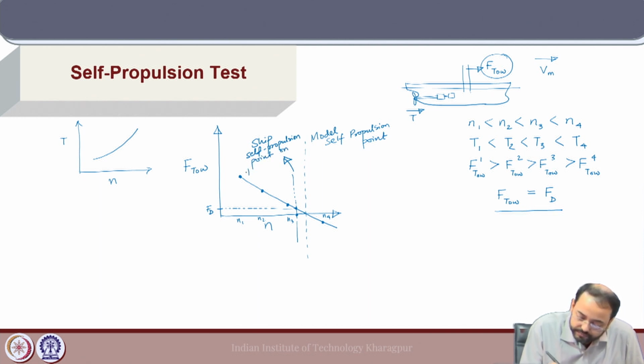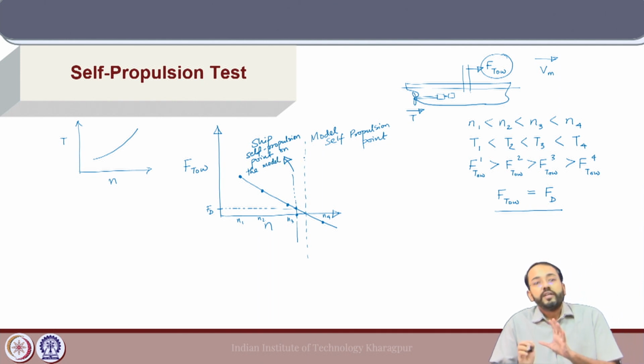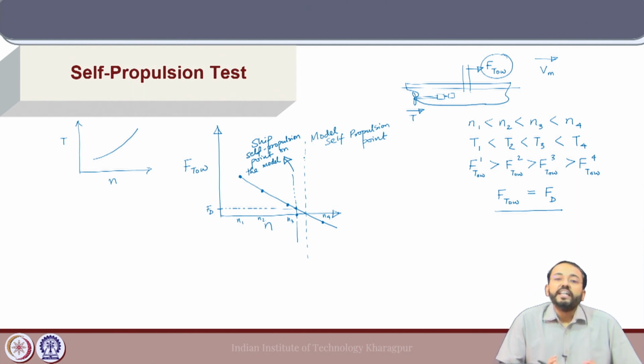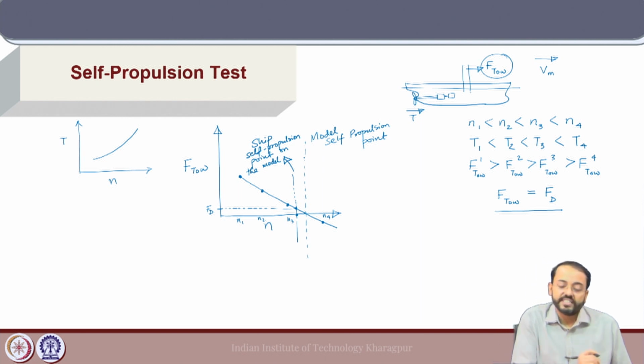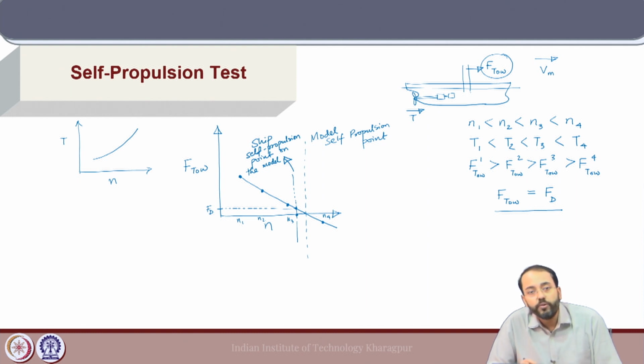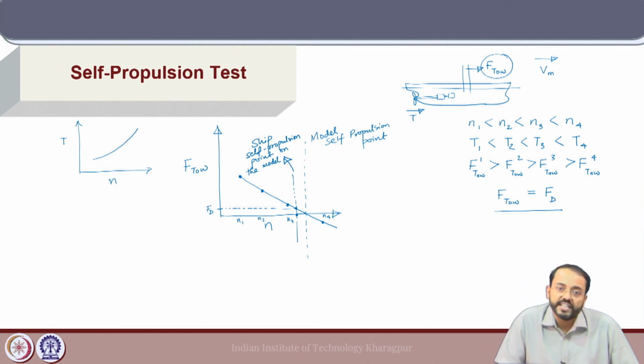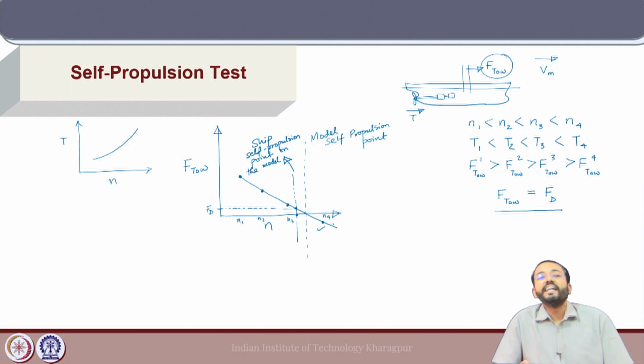On the model. So, this particular value of Fd, when the tow force is equal to Fd, that gives the ship self-propulsion point on the model as we have discussed, and the RPM corresponding to that gives the correct propeller loading for the self-propulsion test. Now, N4 in this case gives a negative tow force.